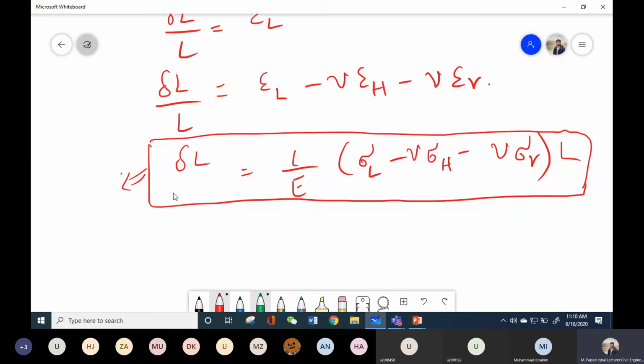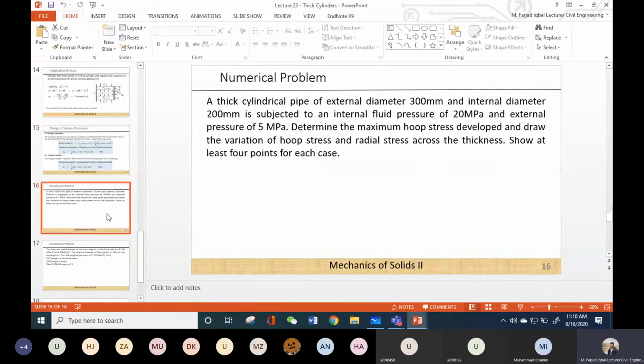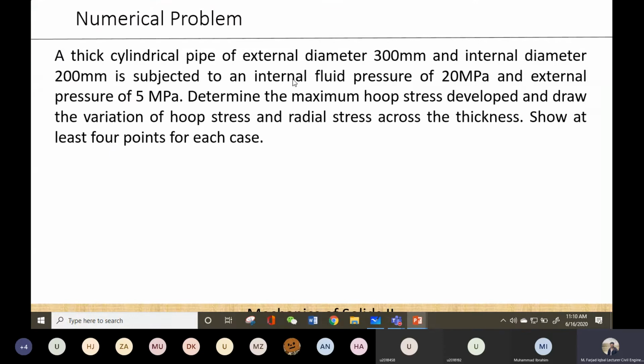So now we will move on to the numerical problem related to these thick cylinders. Let us consider this problem. In this one, there is a thick cylindrical pipe of external diameter of 300 millimeter and internal diameter of 200 millimeter, and it is subjected to an internal fluid pressure of 20 megapascal and external pressure of 5 megapascal. And we need to determine the maximum hoop stresses that are developed and draw the variation of hoop stresses and radial stresses along the thickness as well.